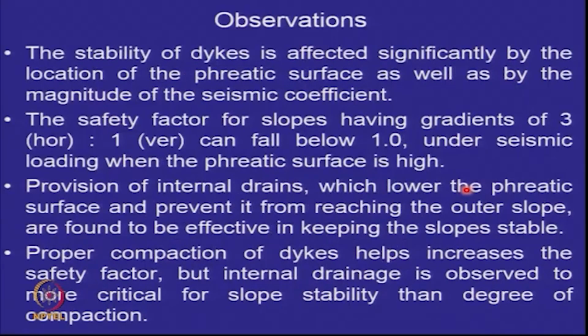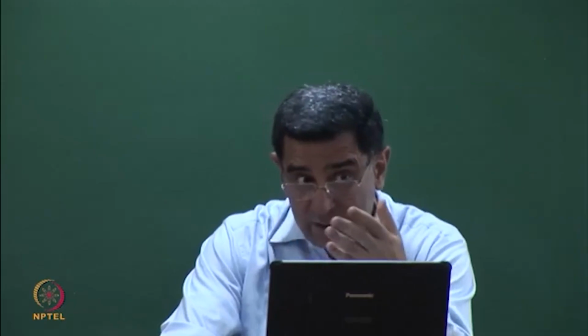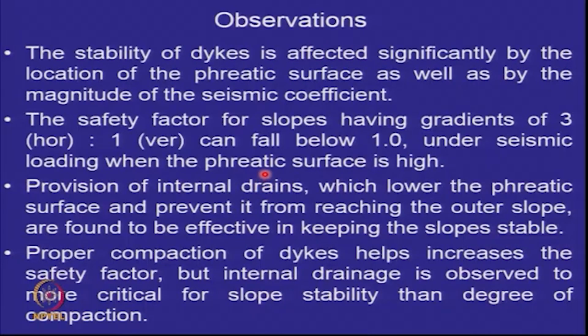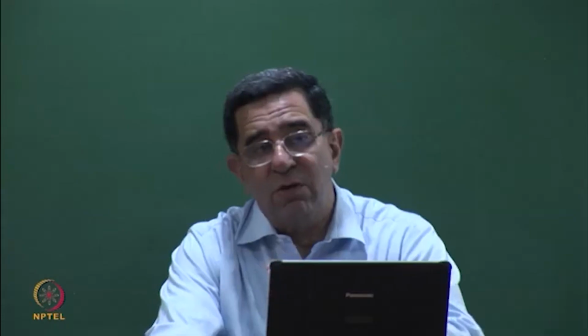embankment. So observations. The stability of the dikes is significantly affected by the location of the phreatic line as well as the magnitude of the seismic coefficient. And we were looking at a slope of 3:1. And 3:1, if there is no drain, you can have failure. 3:1, you have deep drains, you may not have failure because the phreatic line is kept well away from the surface. So proper compaction helps increase the factor of safety, but internal drainage is the most critical factor for slope stability. Okay, so that's the message that I'm trying to get you. Keep the phreatic line well away from the downstream surface.